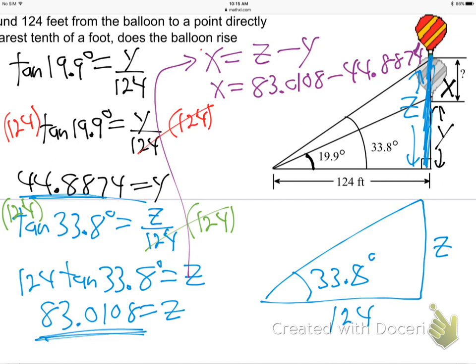44.8874. And X is whatever that is. 83.0108 minus 44.8874. I'm getting X is 38.1234. I don't know what they want it rounded to. Probably just one spot, probably just 38. Is that good? Two triangles, subtract them?